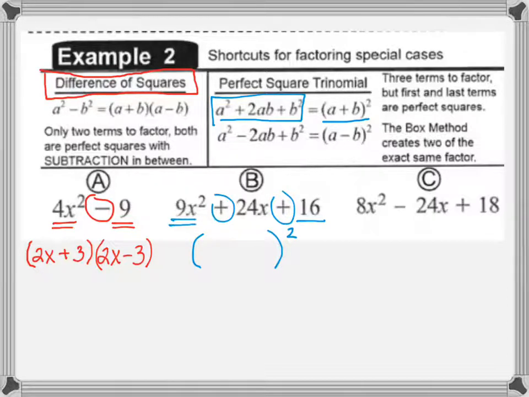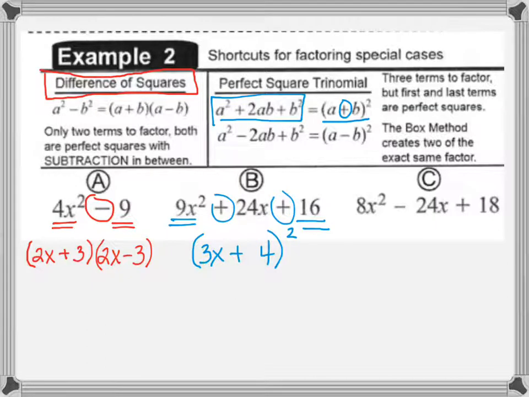We need to look at the first term, which is 9x squared, and take the square root of that. That is 3x. Let's look at the last term, which is 16. Take the square root of that, and it is 4. And then we are using that first formula, so we have a plus, and that's because we have a plus between the first two terms. So this potentially factors to 3x plus 4 quantity squared.